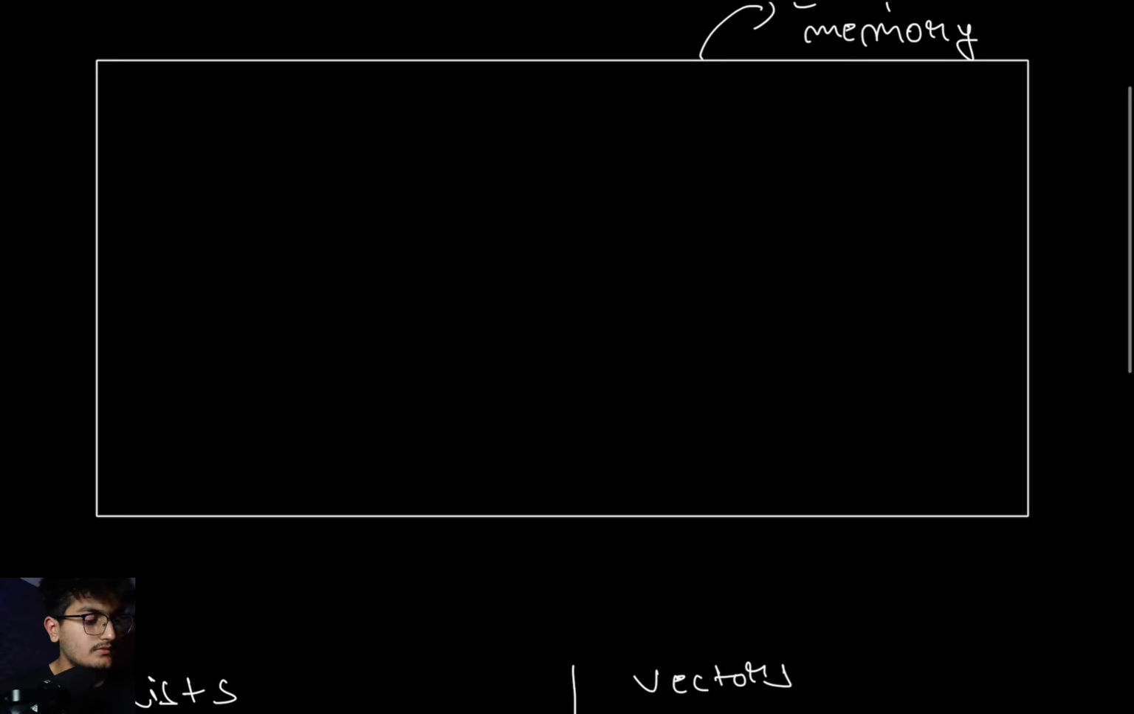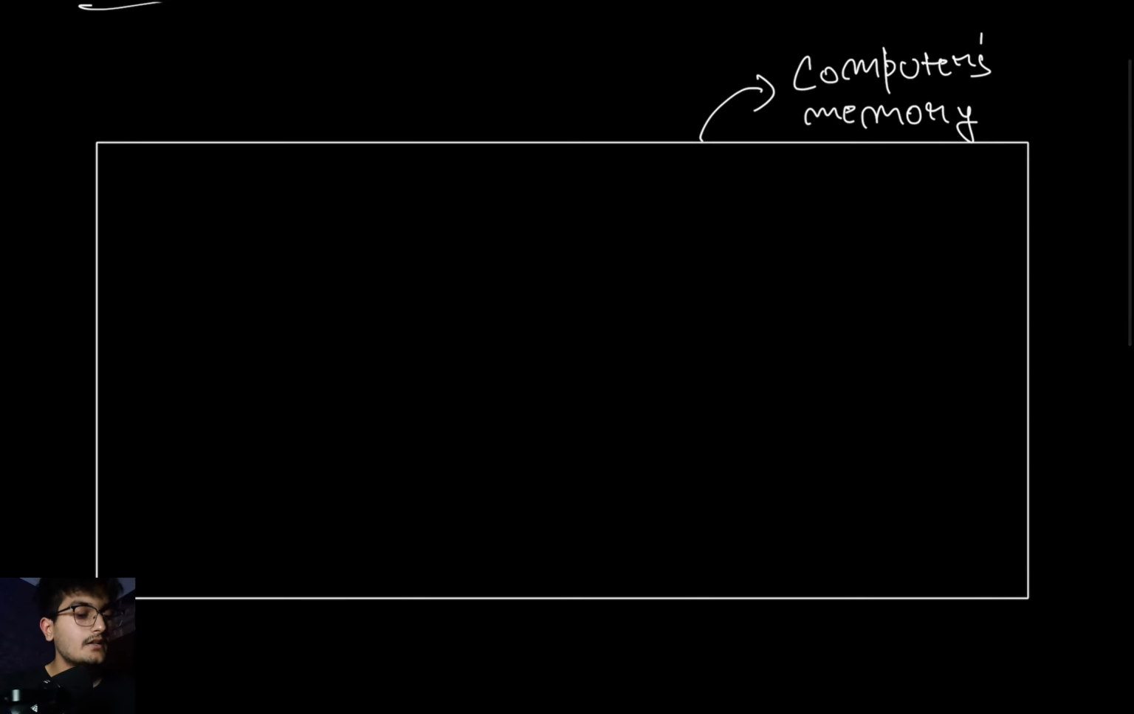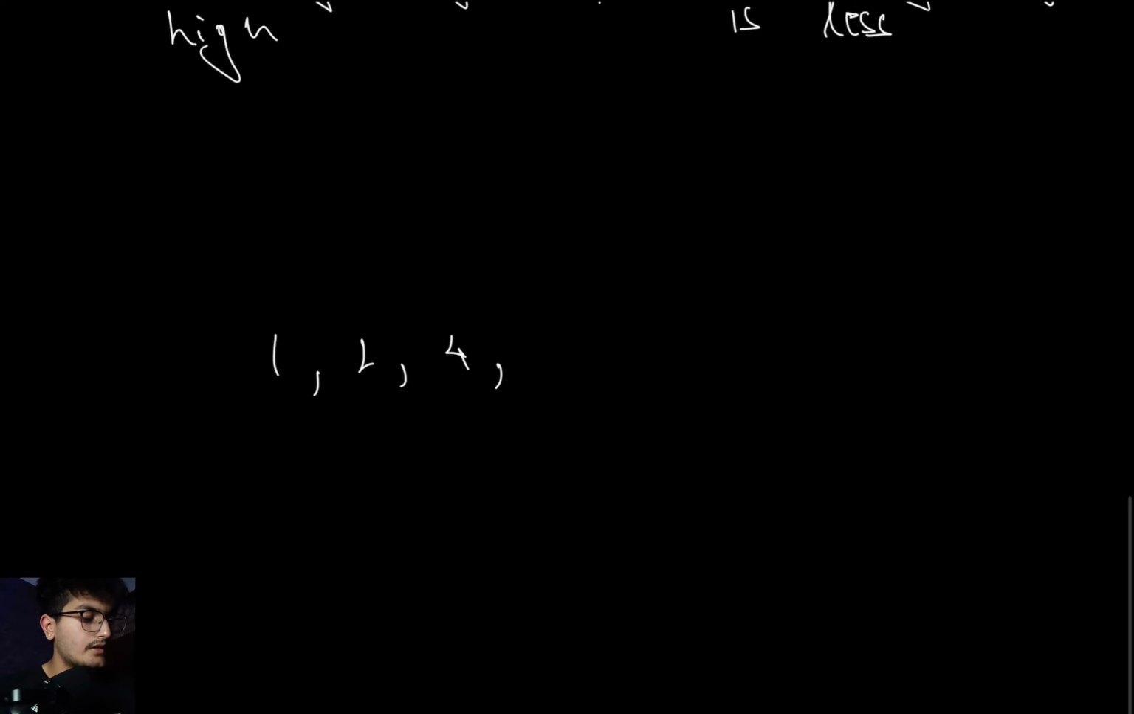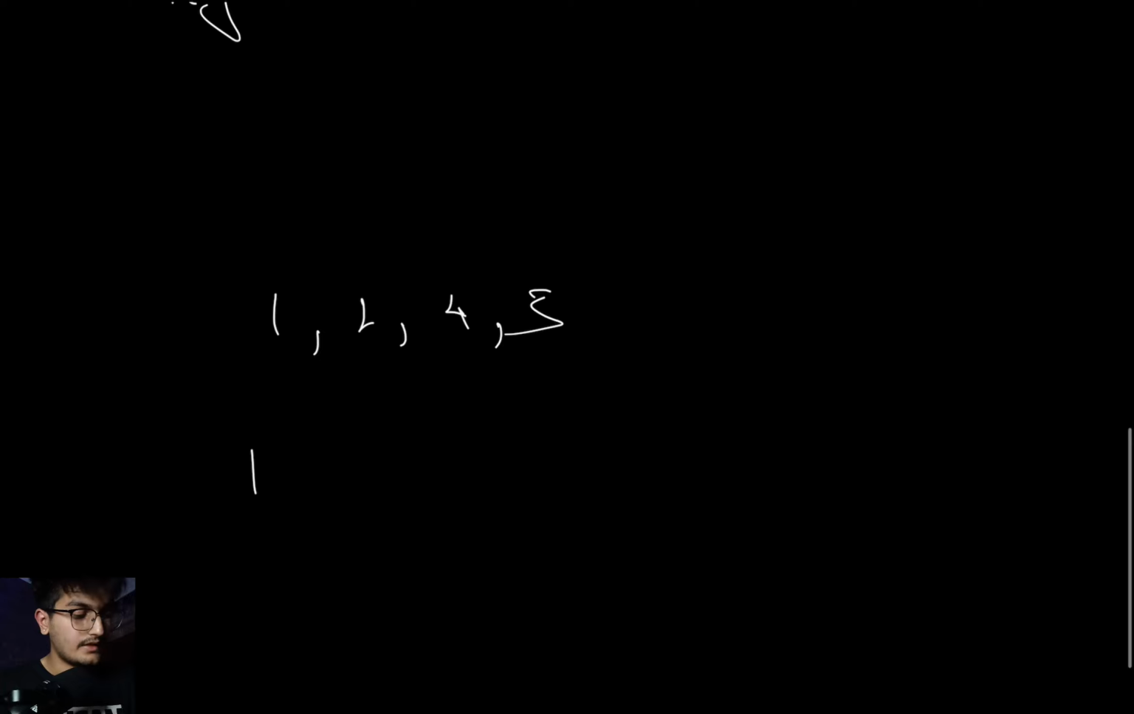In order to insert something in the middle of an array, what do we do? Let's say our array was 1, 2, 4 and 5, and I want to insert 3 here. What I will have to do is create a new array and copy 1, then 2, then insert 3, and then insert 4 and 5. Right? That's what we will do.